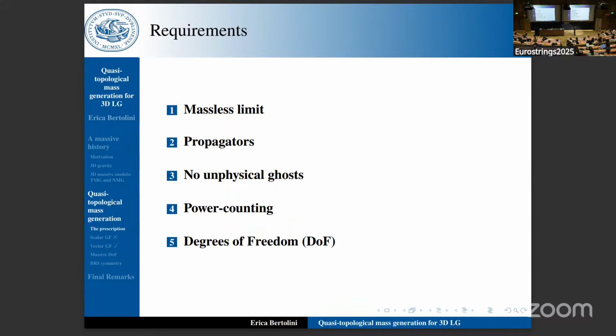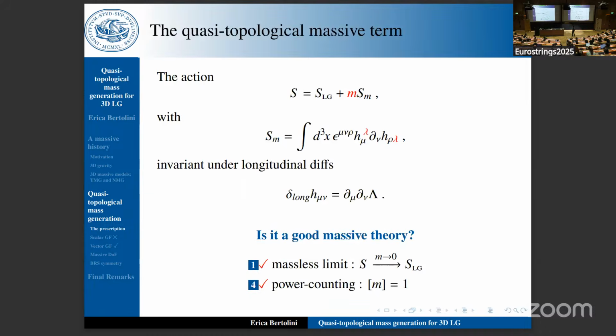This has to be compatible with power counting, and the massive degrees of freedom should be related to the spin 2 components, since we want a theory of massive gravity. And this should be in agreement with one of the two models that I've been describing, because we don't want to have a huge plethora of very different theories. We want some agreement. So that was the proposal.